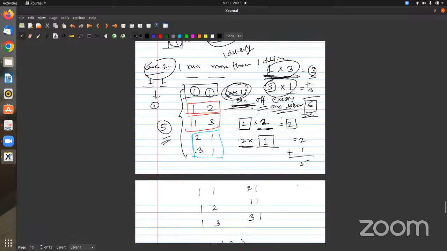So I said 1 run of exactly 1 delivery. That means in the first place, he has scored 1 run. Now he can score 2 or 3, he cannot score 1 again. In another case, he's going to score 1 run in the second ball, so he's not going to score 1 run again in the first delivery. And in the second case, 1 run in more than 1 delivery. So he can score 1 run in the first delivery and 1 run in the second delivery. That is how you're calculating.